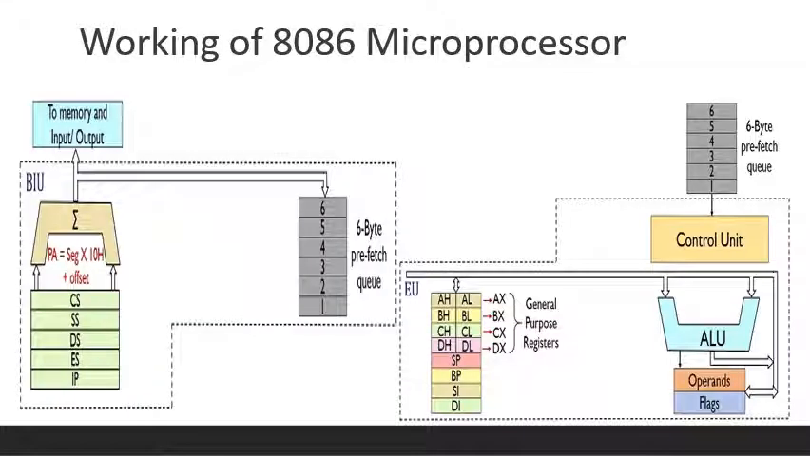So far, we have discussed the operation of various sections of the bus interface unit and execution unit. Now, we will have a look at the overall process cycle of the 8086 microprocessor. Basically, when an instruction is to be fetched from the memory, firstly its physical address must be calculated, and this is done at the bus interface unit. The physical address of an instruction is given as: physical address equals segment address times 10 plus offset.